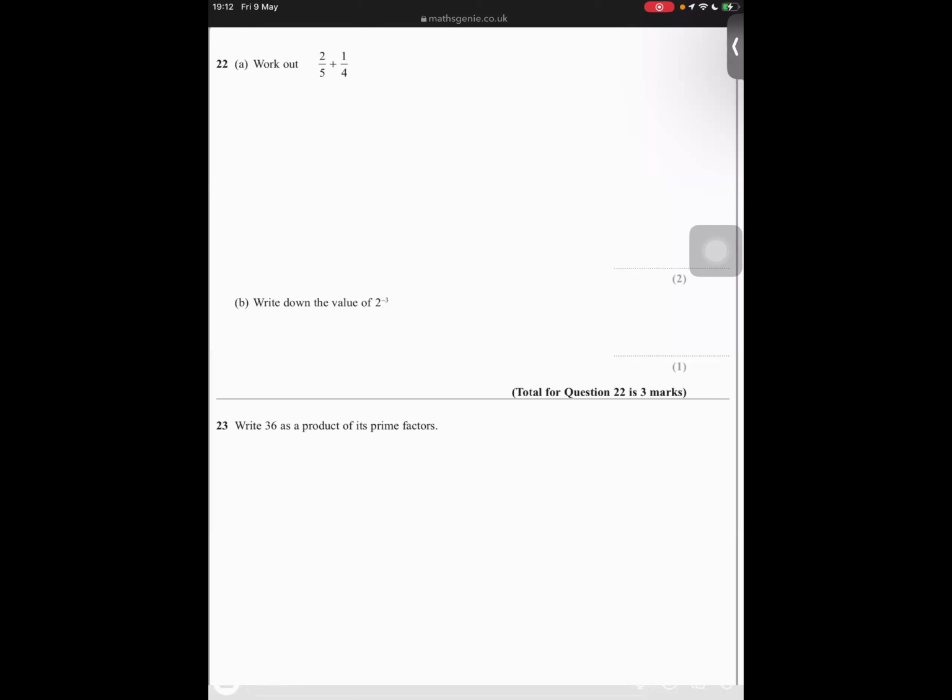The next one says, write down the value of 2 raised to power minus 3. It's pretty simple. Remember, anytime you have a negative power of any base, it's equal to 1 divided by that base, in this case 2, raised to the same power, but without the minus. So in this case, 2 raised to power minus 3 is equal to 1 over 2 raised to power 3, which is the same thing as 1 over 8.